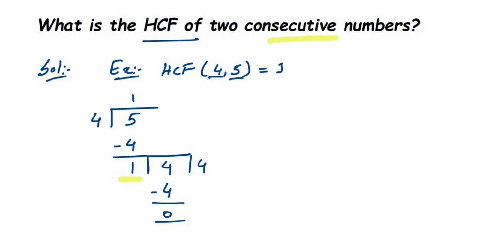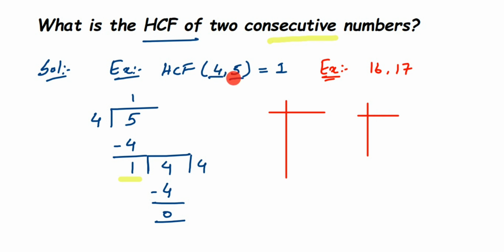That is one example. So let me take another example of a two digit number. Let us take here 16 and 17. For this example, I'm going to show you using the prime factorization method. So we're going to do a prime factorization of both 16 and 17. So here we have 16 and here we have 17. Now 17 is a prime number. See, I have taken consecutive numbers. 4 and 5 are consecutive, 16, 17 is consecutive.